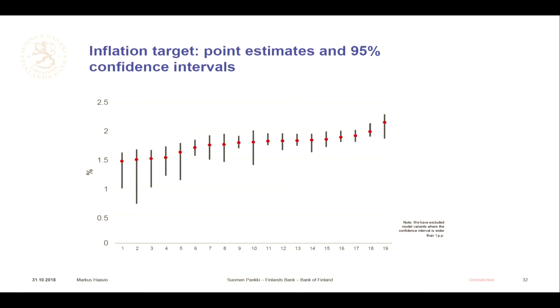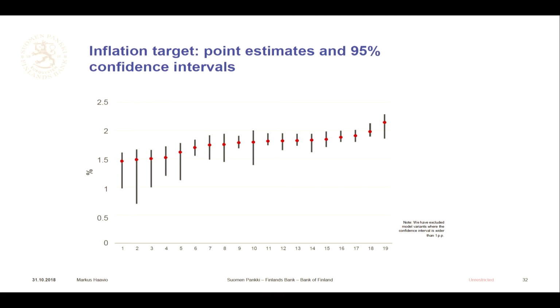So here is a selection of results or estimates from these models that meet the criteria and where the confidence band is 1 percentage point or narrower.